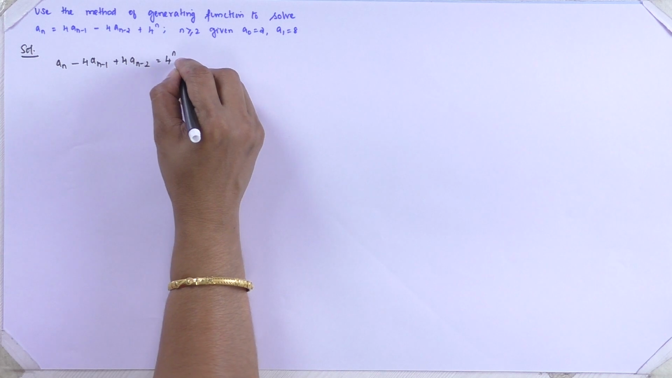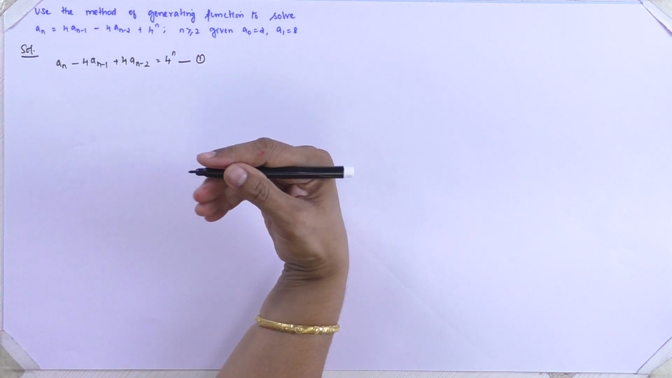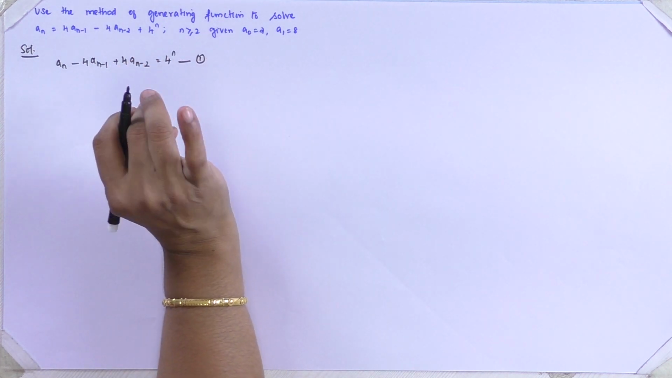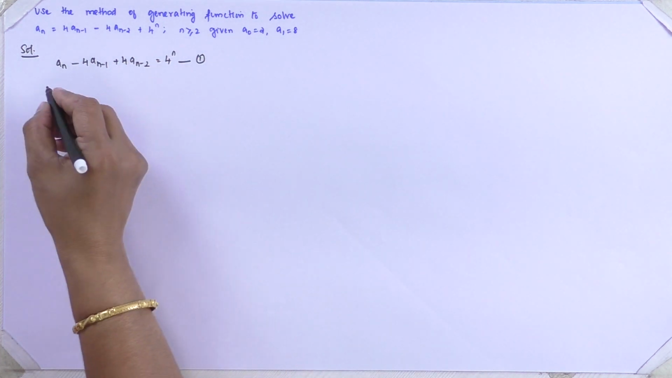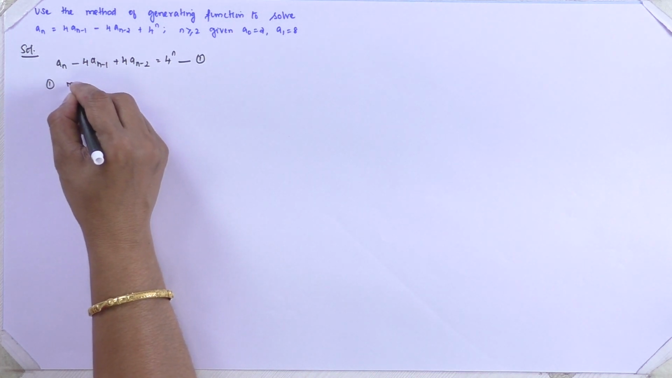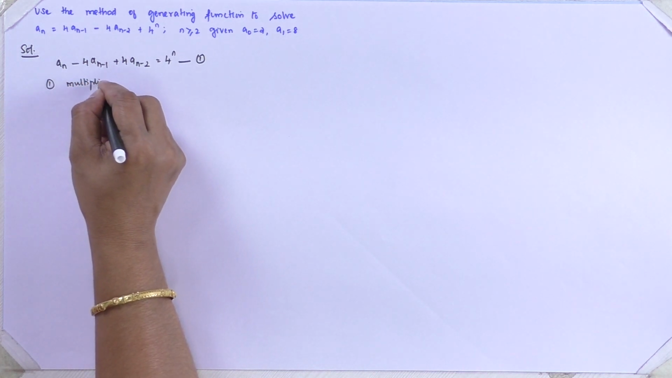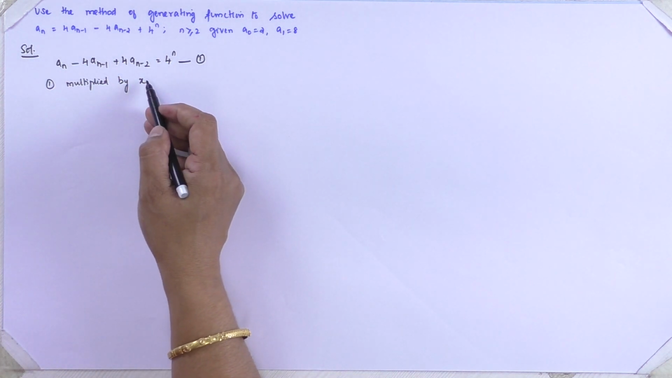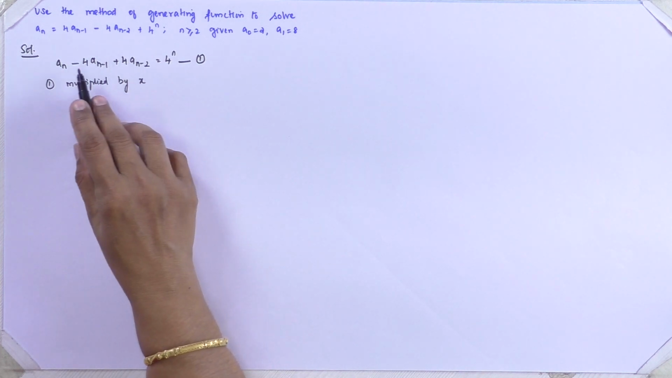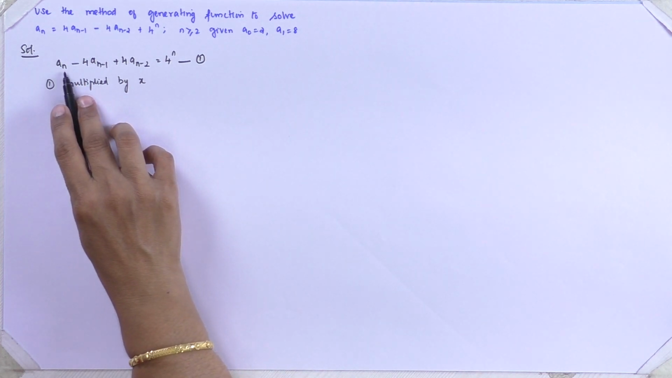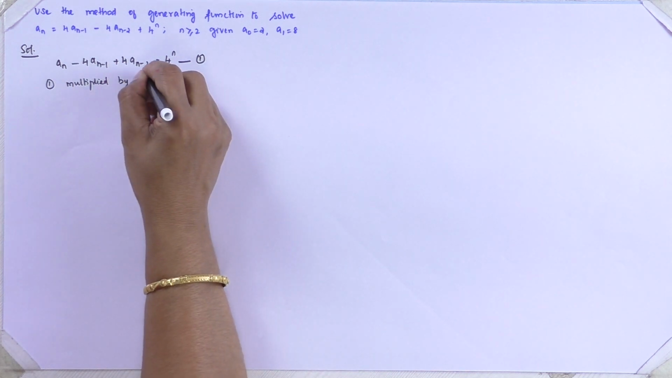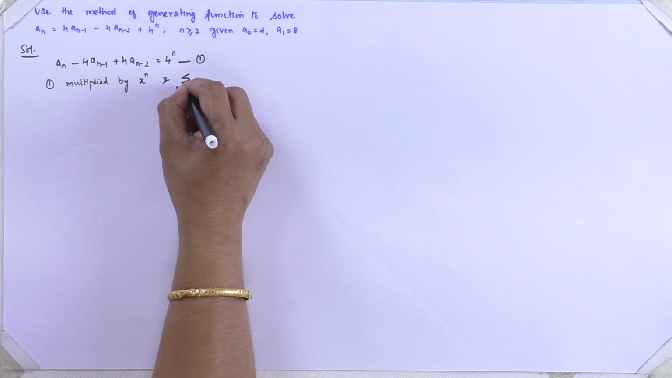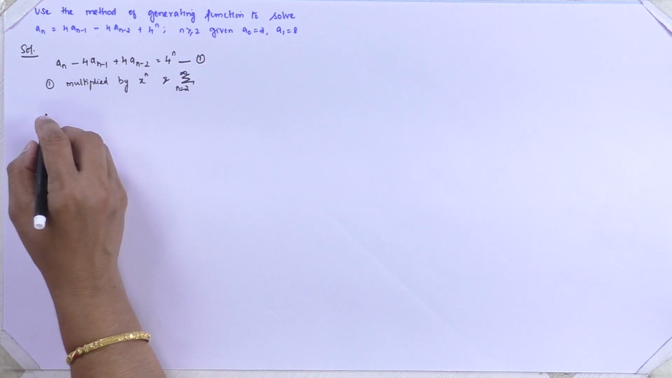So, now what should I do? Let me keep this equation as number 1. What I said in the previous problem, we will have to follow exactly, and the only thing is that we have a non-homogeneous recurrence relation. So, here this has to be multiplied by an appropriate power of x. Appropriate power of x in the sense, I will have to find out the greatest subscript. So, what is the greatest subscript here? n is the greatest. So, I will have to multiply it and then sum it for n is equal to 2 to infinity. So, now let me multiply.